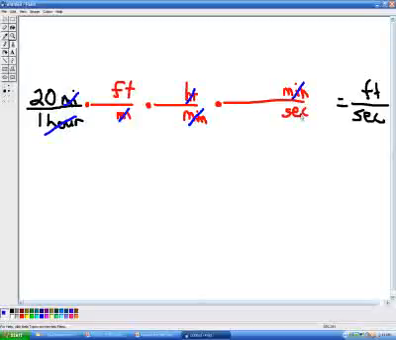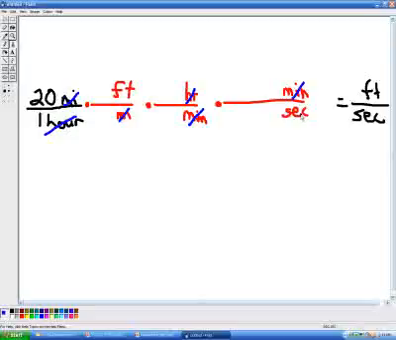Once I have all that in place, now I know for a fact that my conversion is going to work. Okay, I haven't even done anything with the numbers yet, but I know that it's all going to work because my units are working. Therefore, the numbers will work.